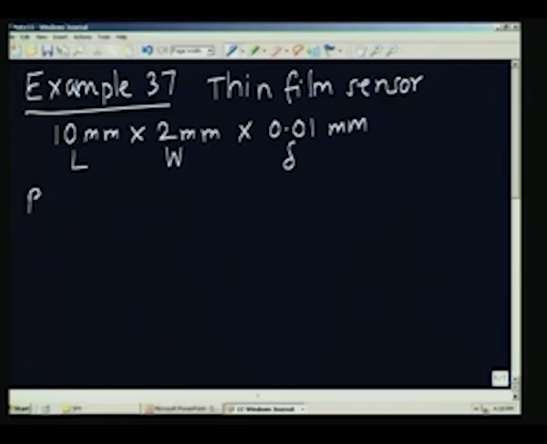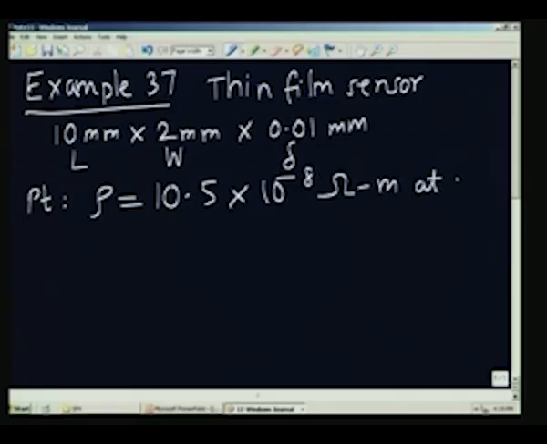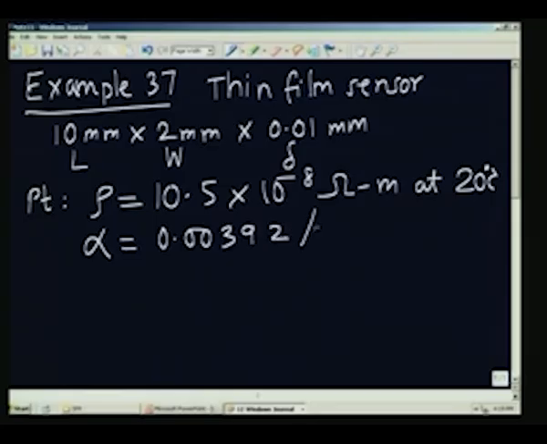So, platinum has a resistivity, which is also given the symbol rho. This is the electrical resistivity, 10.5 into 10 to the power of -8 ohm meter at 20 degrees Celsius. And the alpha, we are already familiar with this alpha, is the coefficient of resistance with respect to temperature. The temperature coefficient of resistance is 0.00392 per degree Celsius.